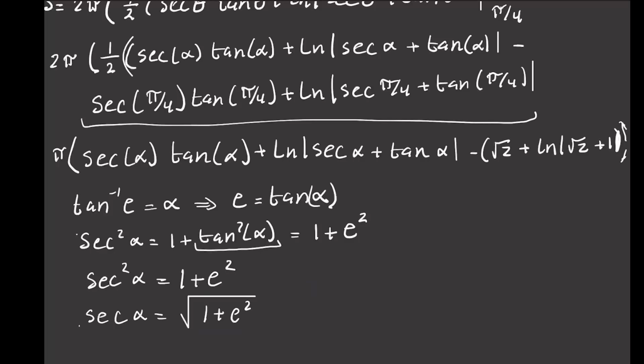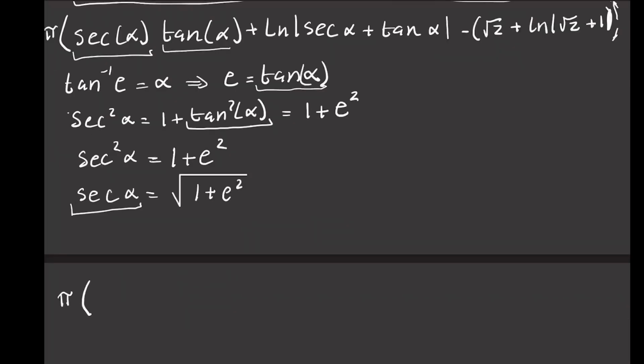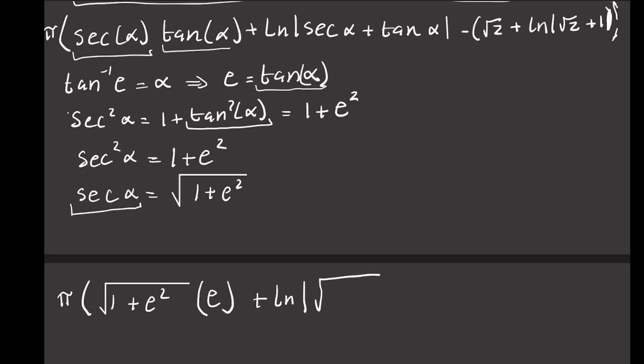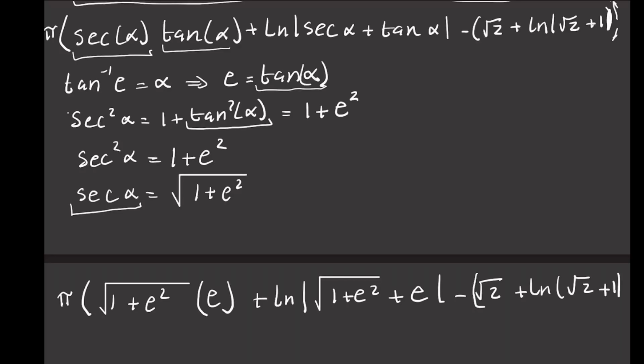So now here I have pi times secant of alpha, which is the square root of 1 plus e squared, times tan of alpha, which is e, plus ln of secant of alpha, which is the square root of 1 plus e squared, plus tan of alpha, which is e, minus the square root of 2 plus ln of the square root of 2 plus 1. And that would be my final answer.